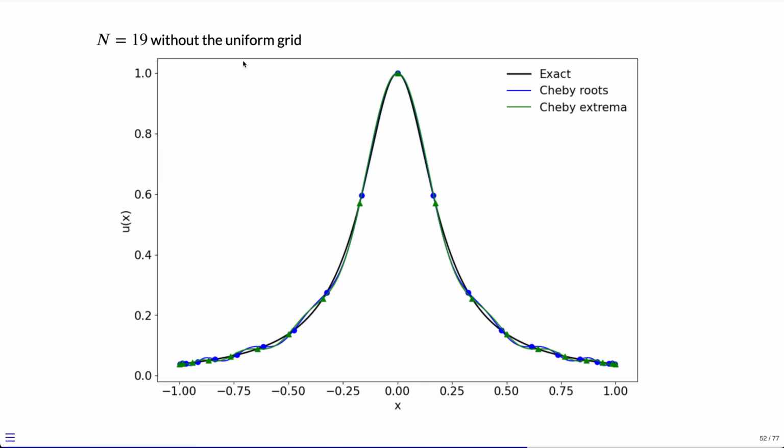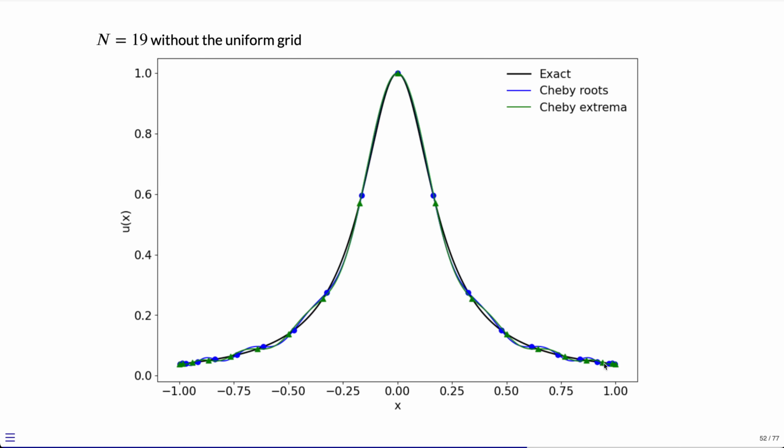So this is the result with 19 points, not showing the uniform grid, just so that it will fit on the page. But you can see how with the roots grid and the extrema grid, there's not really a good argument in terms of interpolation for using one over the other. And the clustering at the edges all but kills off any sort of Runge phenomenon.